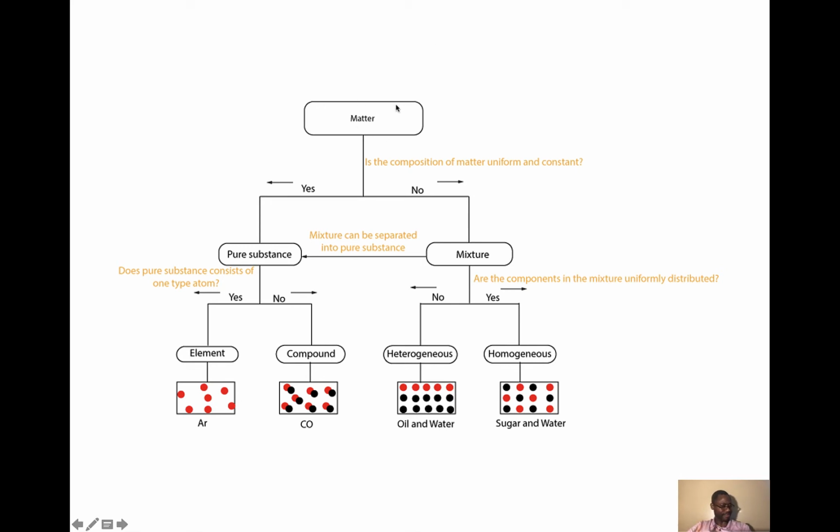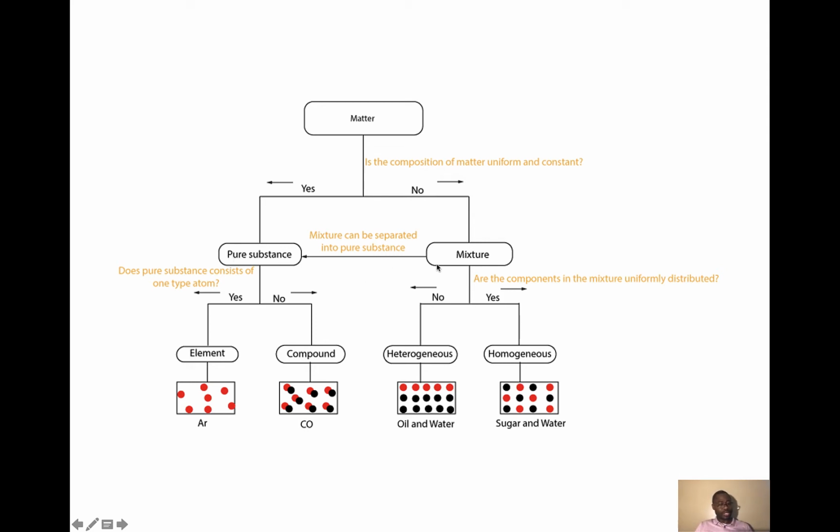First, if you have a piece of matter, you ask yourself, is the composition of matter uniform and constant throughout? So is the makeup of it uniform and constant? If the answer is yes, then you are dealing with a pure substance. If the answer is no, then you are dealing with a mixture.